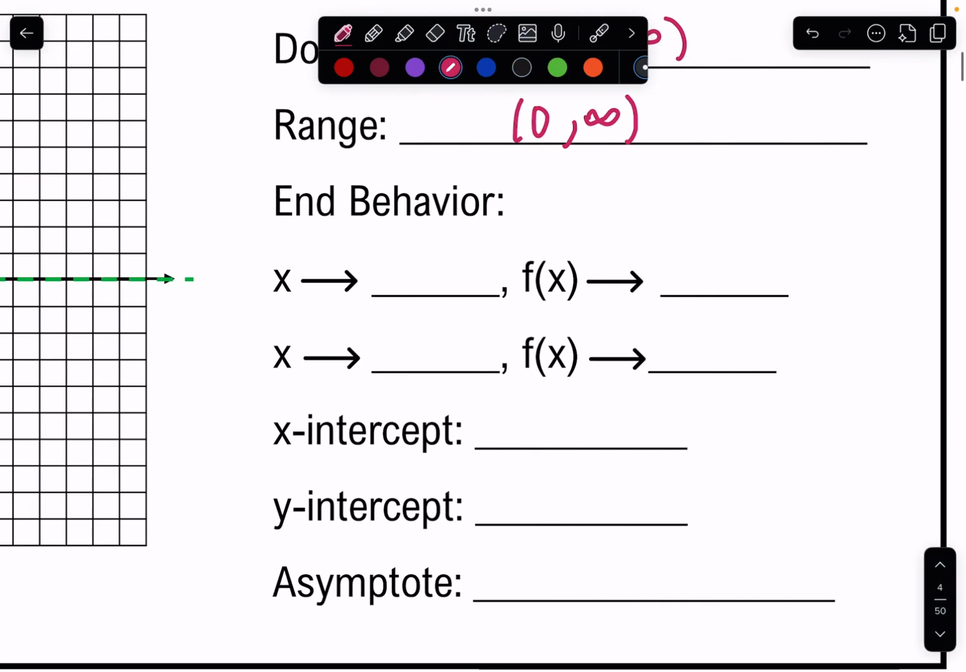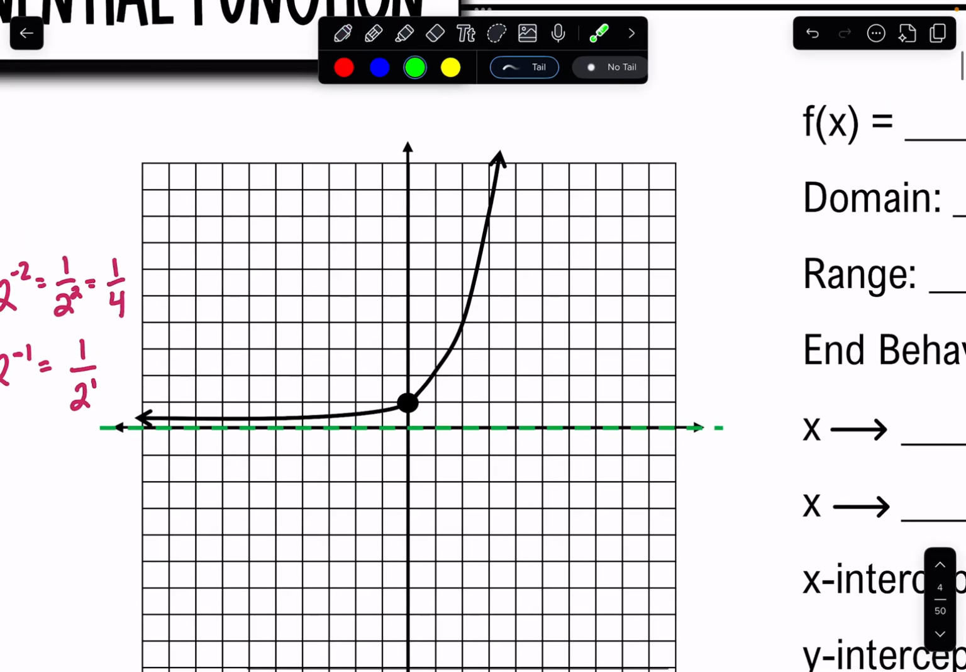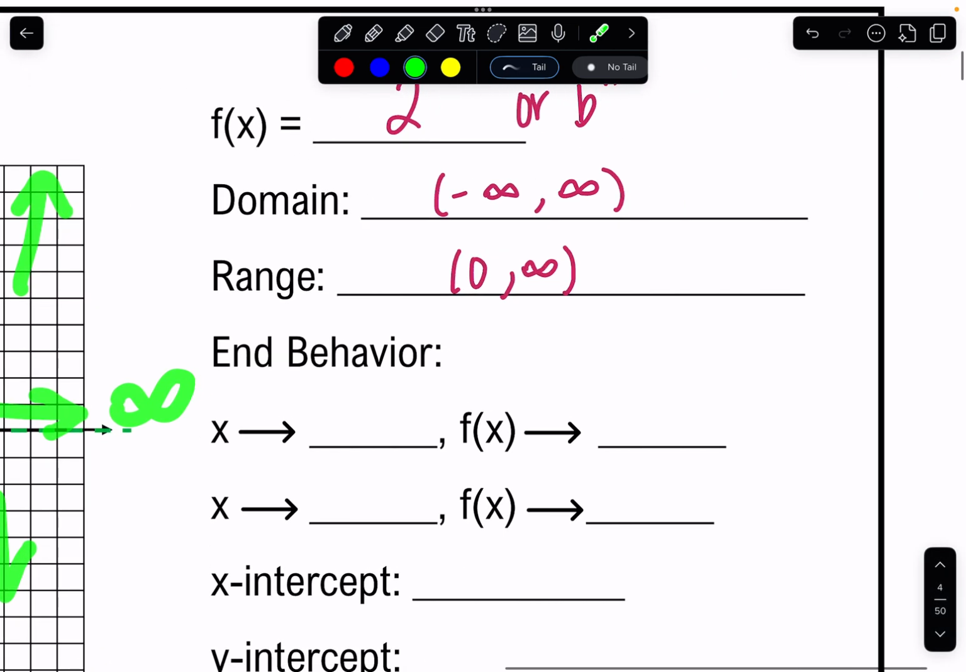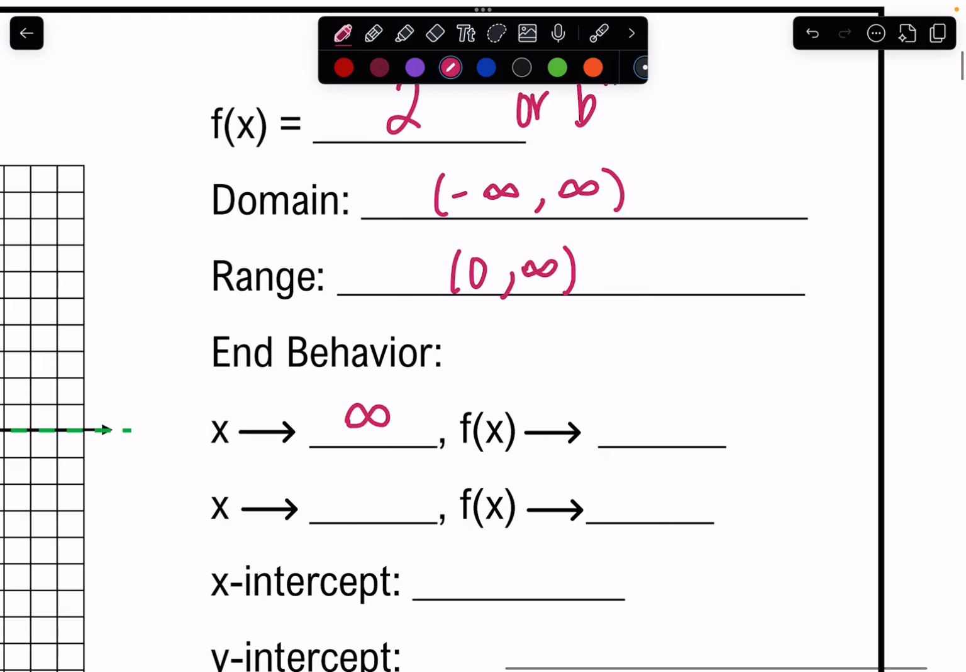Okay, so remember end behavior. This is saying as I move to the right, what is happening to my arrow? Is it going up or is it going down? Okay, so as x approaches infinity, is it going up or is it going down? Well, this arrow is going up. So we can say as x approaches infinity, f of x is also going to approach infinity.